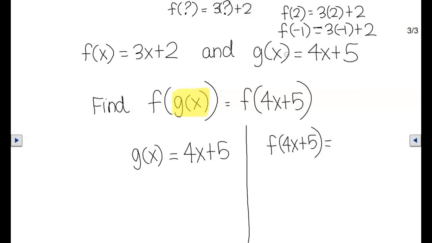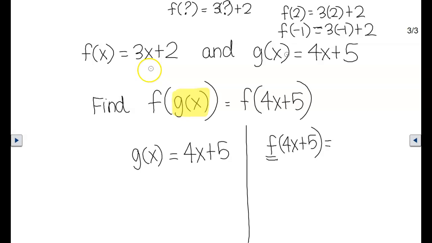Now my point with that last example is that it doesn't matter what they have inside the parentheses. When I see f of whatever that might be, I take that something that's in the parentheses and I input it for the x. So we're going to do no different here. When it says to find f of 4x plus 5, we're going to take the function named f, which is 3x plus 2, and we're going to input 4x plus 5 for the x in that problem. So this 4x plus 5 that you see right here is going to replace this x in that function.